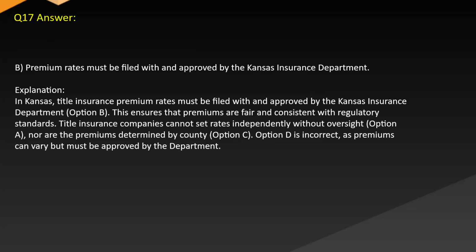Answer: B. Premium rates must be filed with and approved by the Kansas Insurance Department. Explanation: In Kansas, title insurance premium rates must be filed with and approved by the Kansas Insurance Department. Option B. This ensures that premiums are fair and consistent with regulatory standards. Title insurance companies cannot set rates independently without oversight. Option A, nor are the premiums determined by county. Option C. Option D is incorrect, as premiums can vary but must be approved by the department.